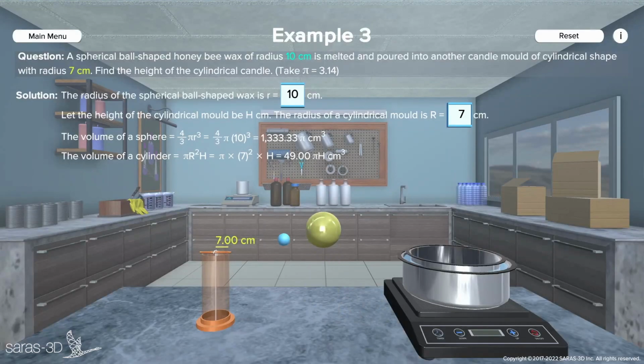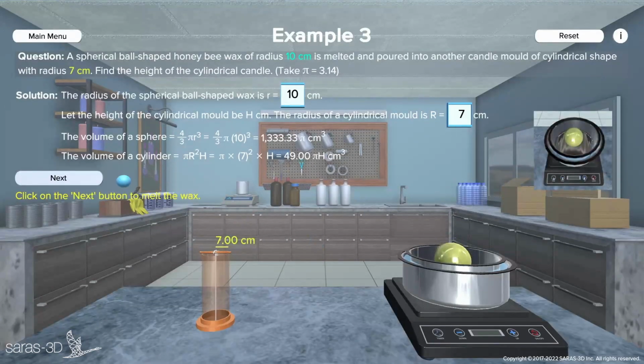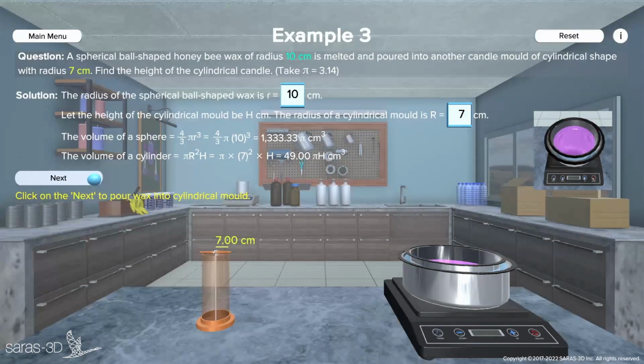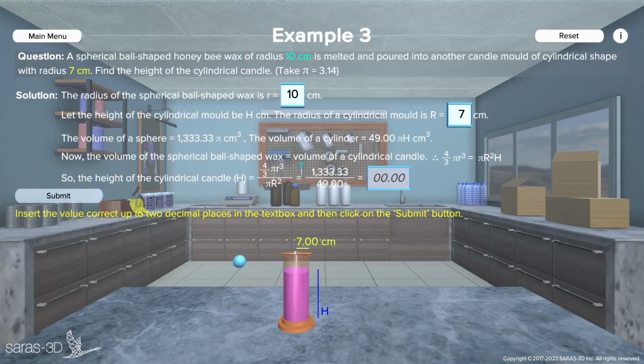So first of all, we are going to melt this spherical ball shaped honeybee wax, add some color and pour it in the mold. So let us add this pink color here. Now let us pour the wax in the mold. So we have poured it. Now here clearly you can see that when we poured the wax in the mold, the height of the candle and the height of the mold do not match. That is why in the starting of this question I said we need to find the height of the cylindrical candle and not of the mold, because they may not match here.